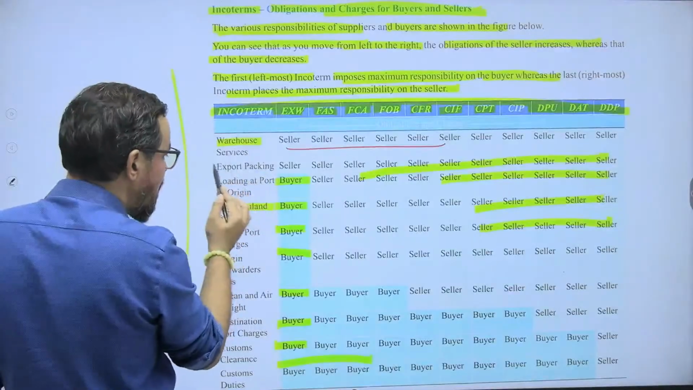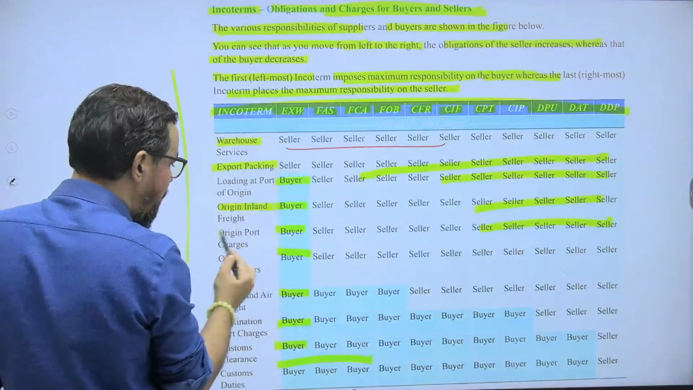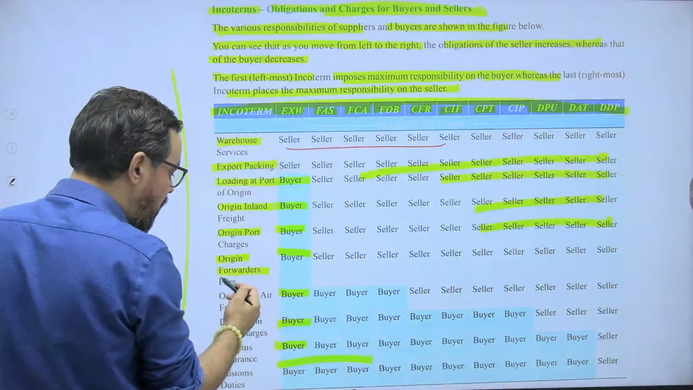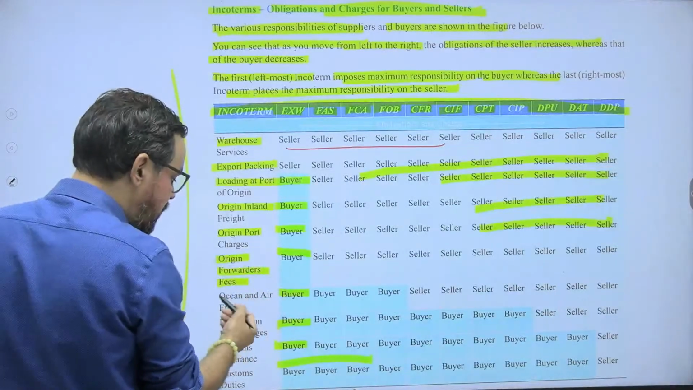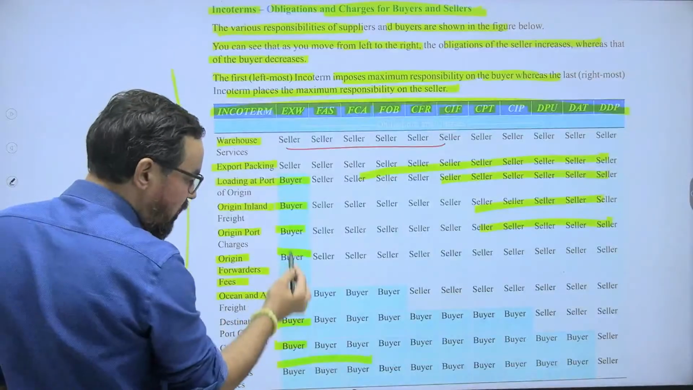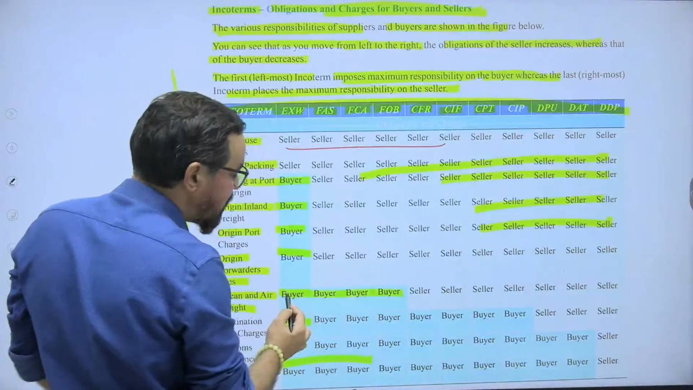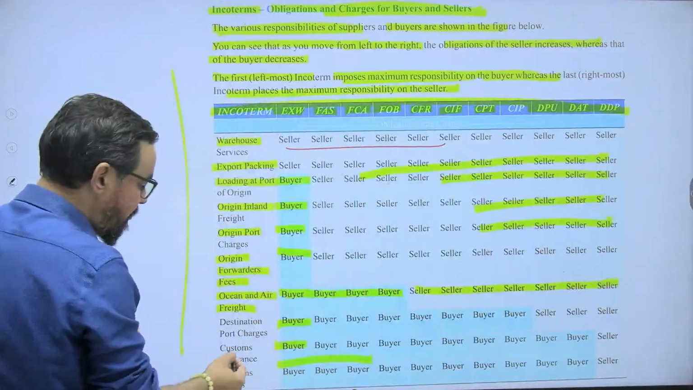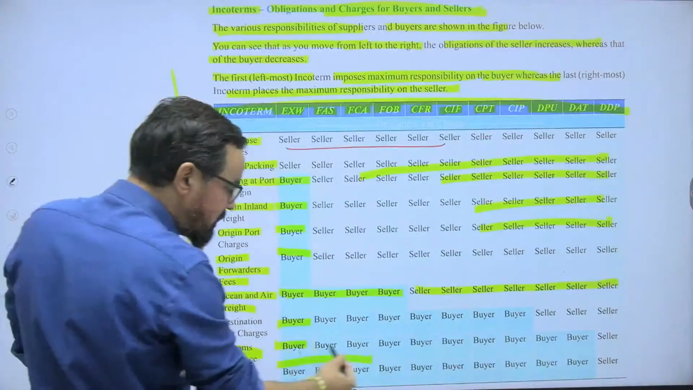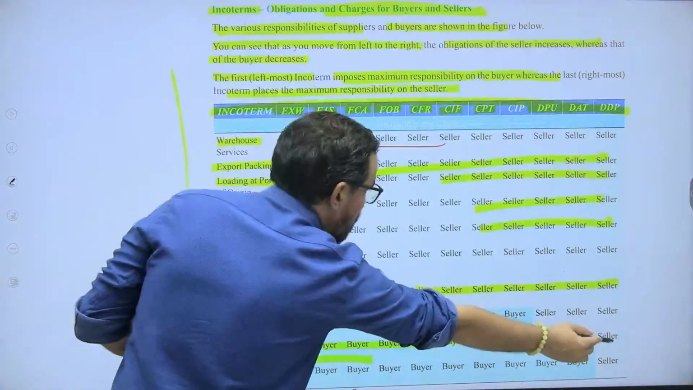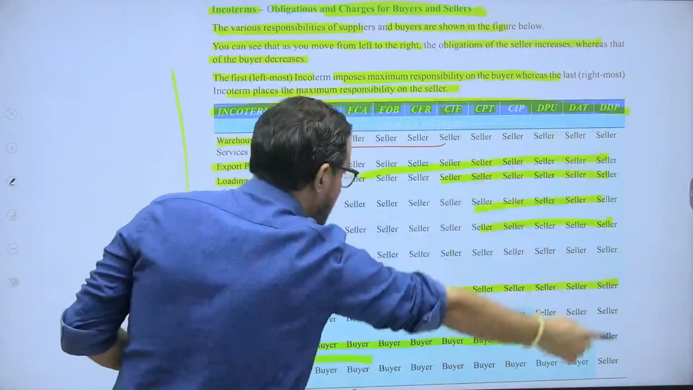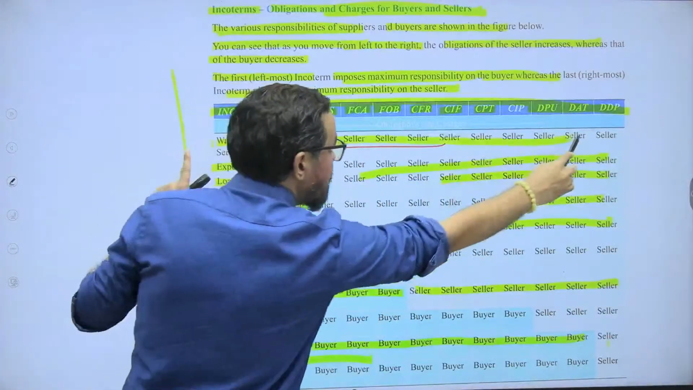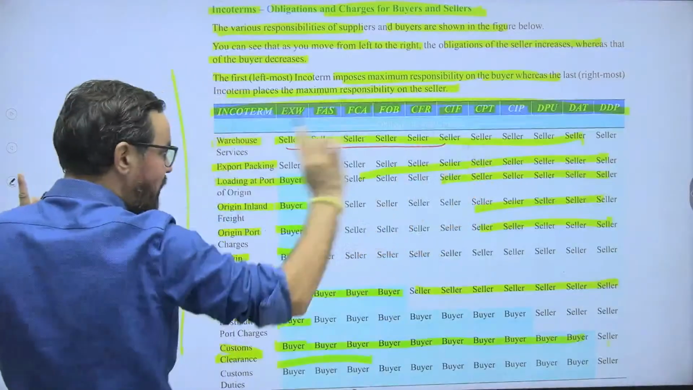warehouse services, export packing, and freight to ports of origin, or we have forwarder's fee, ocean and air freights. So initially these are generally borne by the buyers, and these are generally done by the sellers. Let's say customs clearance, these are by the buyers, and the only one where the seller does it is DDP. Like in case of warehouse services, these are done by the sellers. The entire thing is generally done by the sellers.